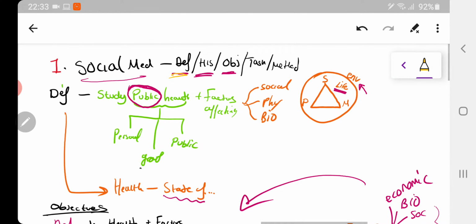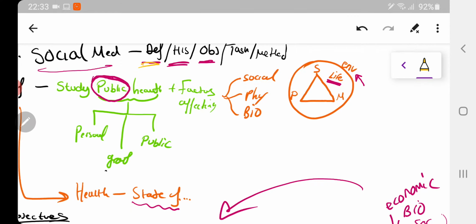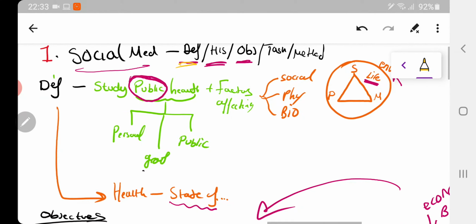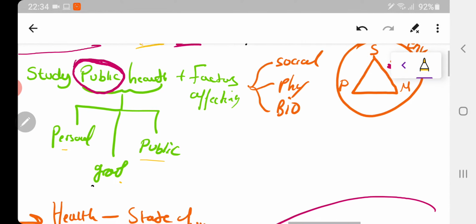So social med is the study of health and factors affecting health, right? Public, I'm not sure if that's the right word to put in, but yeah, I put it. So the study of public health and factors affecting it. And obviously, health can consist of personal, group, and public health. But in social med, you mainly focus on group and public.